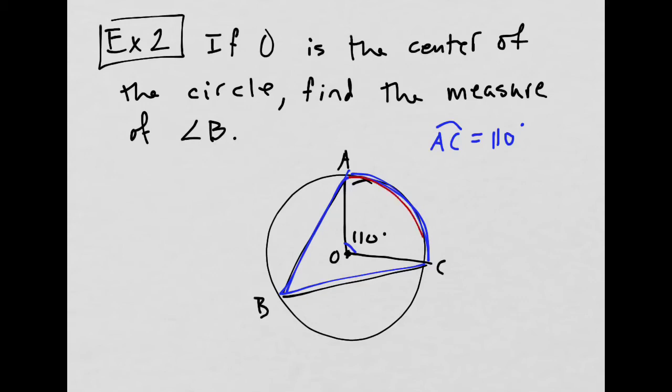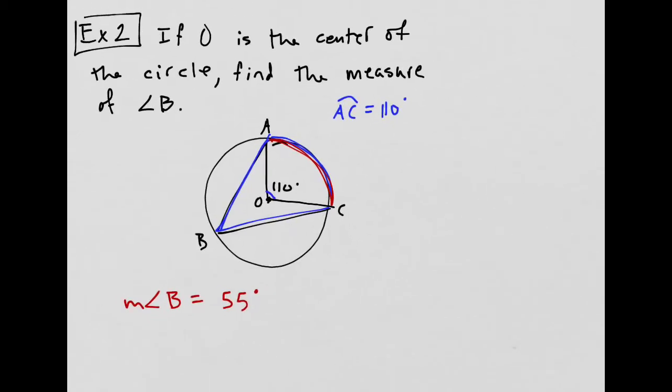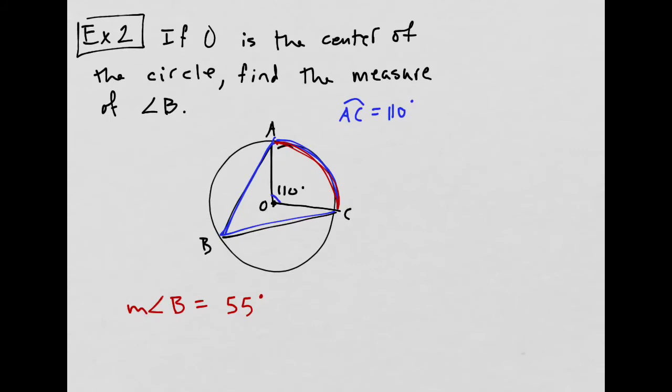So this is the arc, and we just said that that was 110 degrees. So angle B, and I think this is really neat, angle B is going to be half of this. So the measure of angle B is going to be 55 degrees. There's a theorem that says that. And I'm going to try and give you a little, not a proof, but an argument.